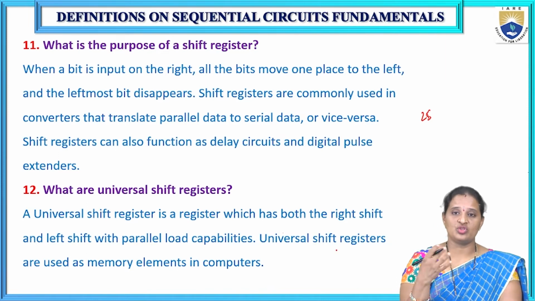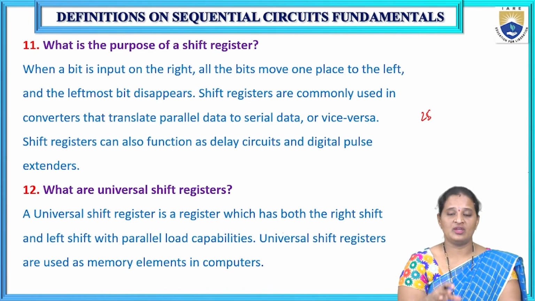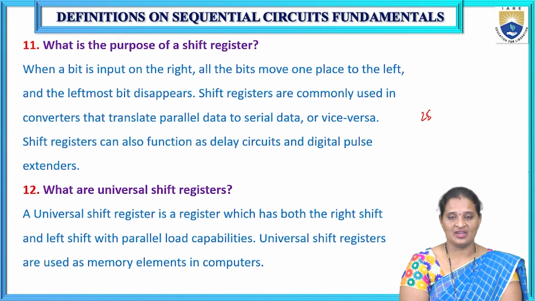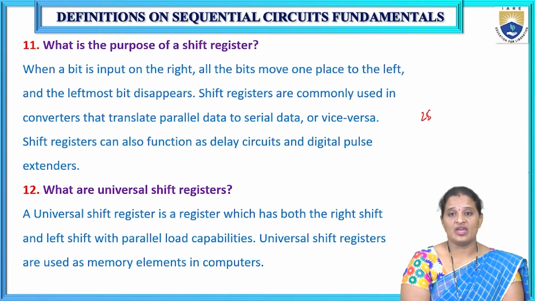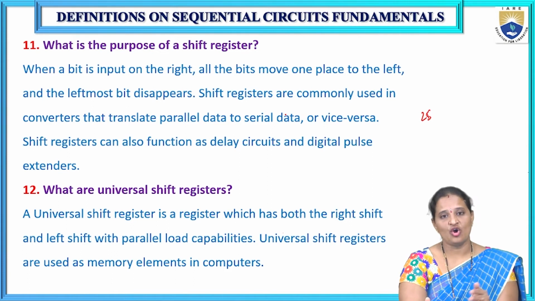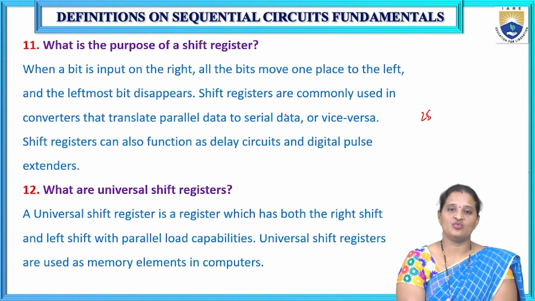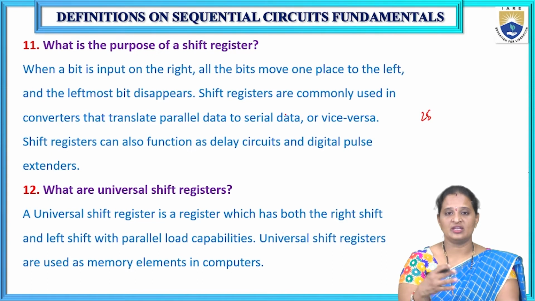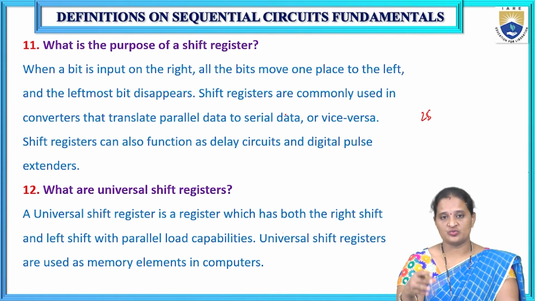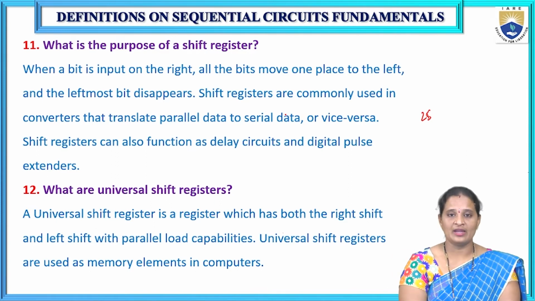If both operations are done, that means left shifting and right shifting, then we can consider it a bidirectional shift register, where the data can be loaded into the shift register either serially or parallelly. Serially means bit by bit. Loading the data into the register bit by bit is nothing but serial loading. If all the bits of data to be stored in the register are applied at a time, then it is said to be parallel loading.